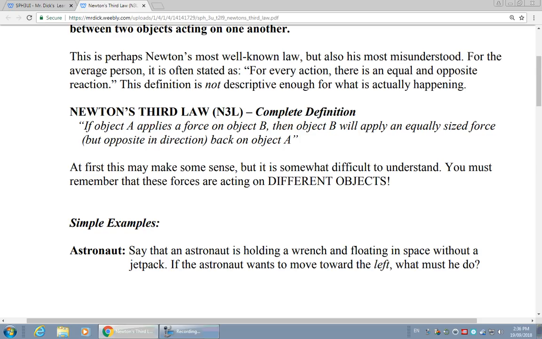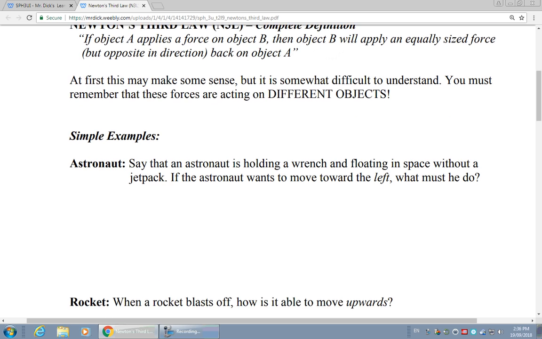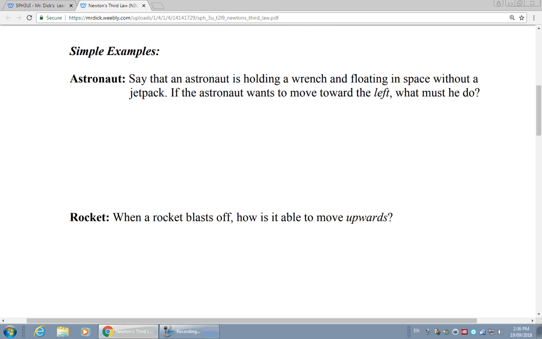But the reason why we use the complex definition is because we need to take into account that there are two separate objects. And these equal and opposite forces are not acting on the same object, but they are each acting on a different object. From there, though, we can actually use this law to explain lots of everyday situations, and even some situations that maybe aren't so common to our regular experience, but can give us some understanding into the law in more detail.